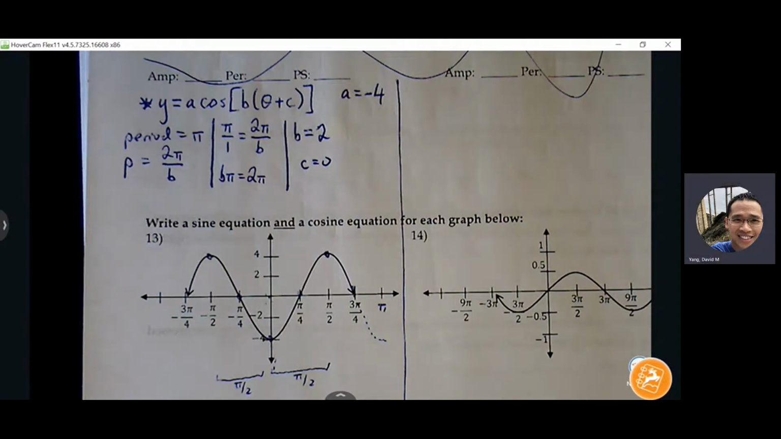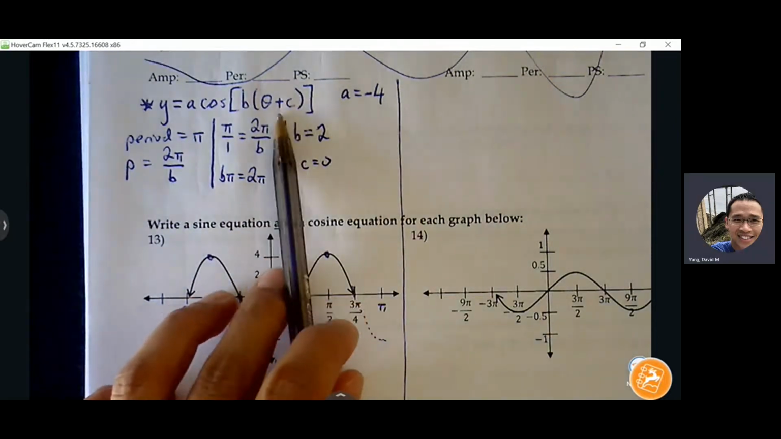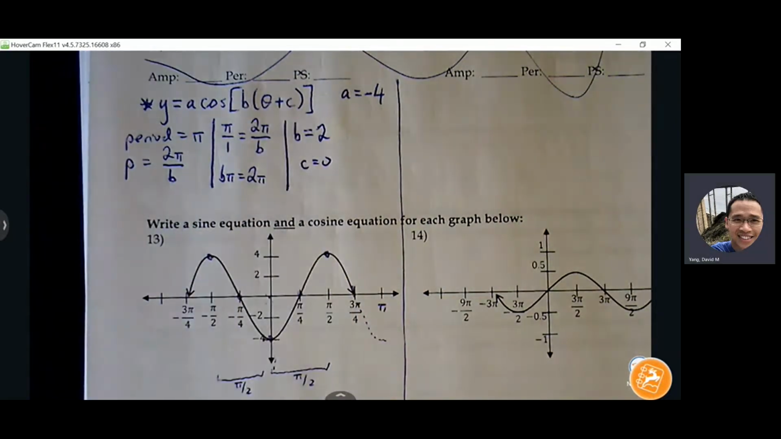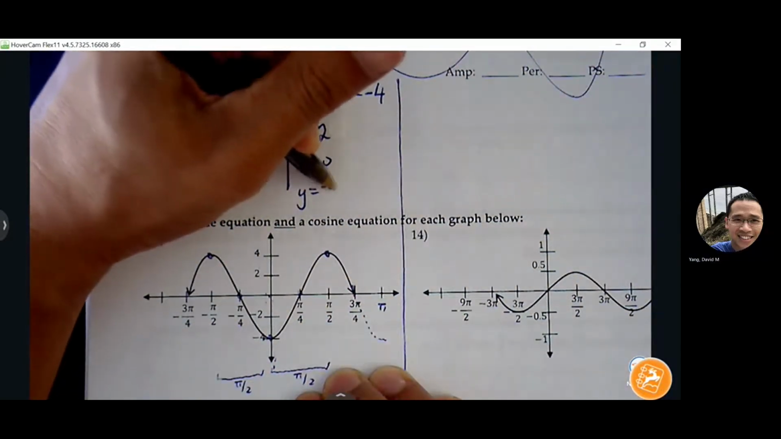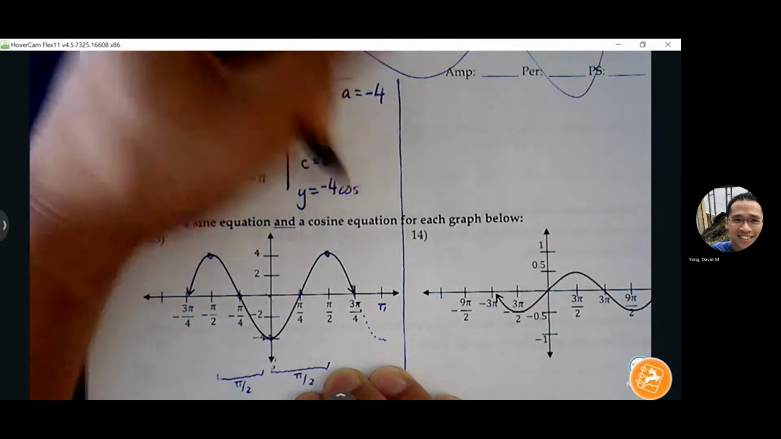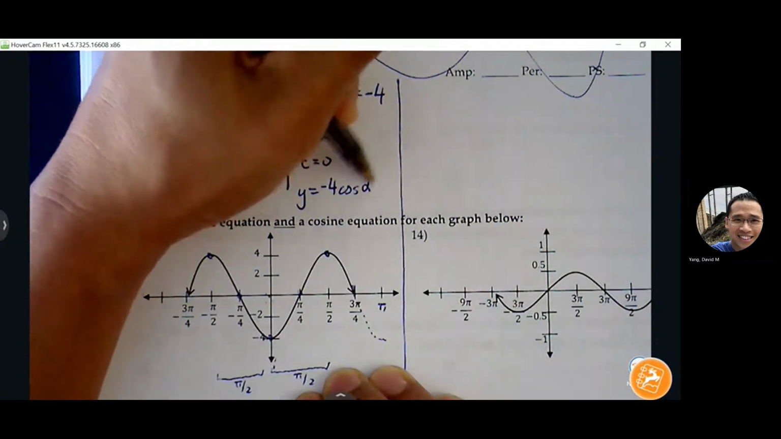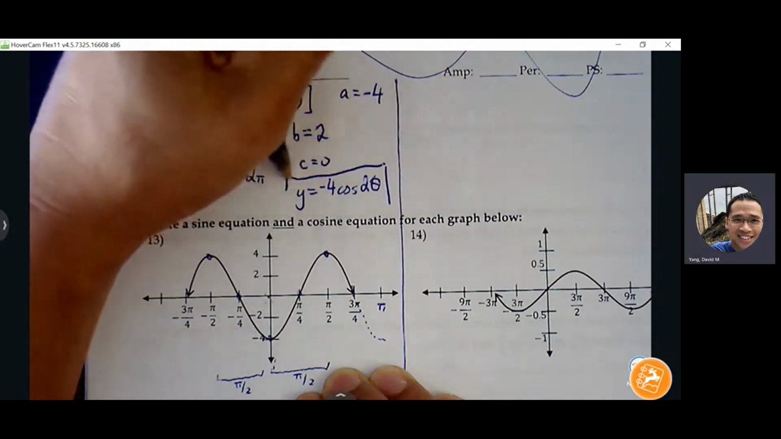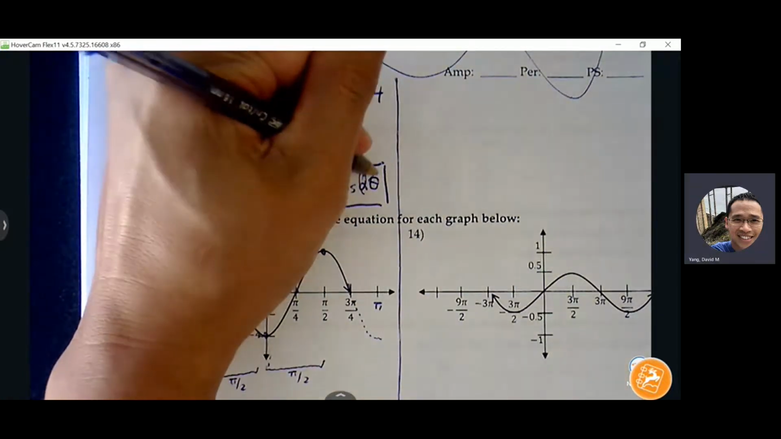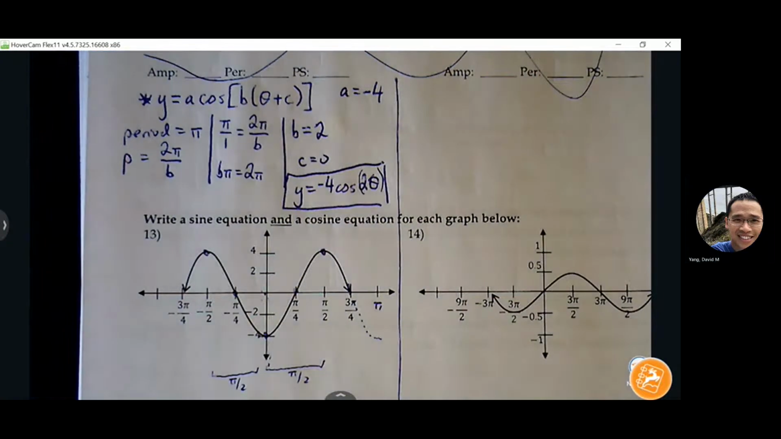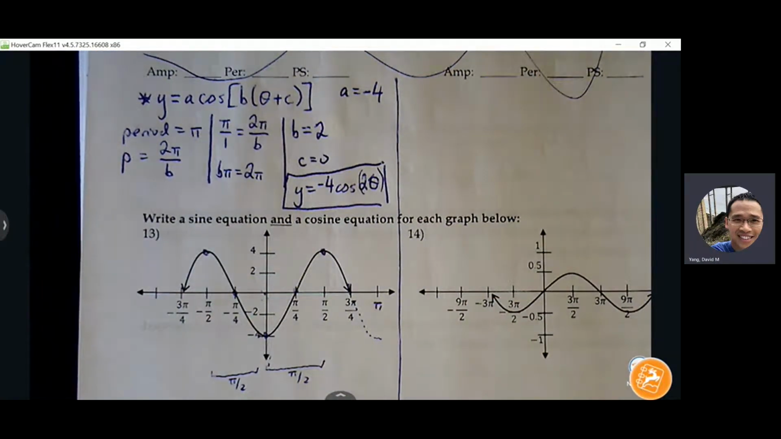So we have everything that we need. We have our a value, we have our b value. We can just ignore the c. So we have our equation that we can go ahead and write. I don't have to worry about all that bracket and parentheses because I don't have to worry about that c value. I can put parentheses around 2 theta if I wanted to, but hopefully we've seen it enough where we understand that it's not cosine times 2 theta, it's cosine of 2 theta.